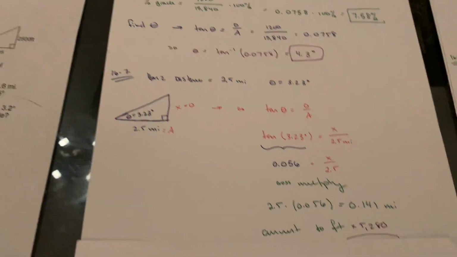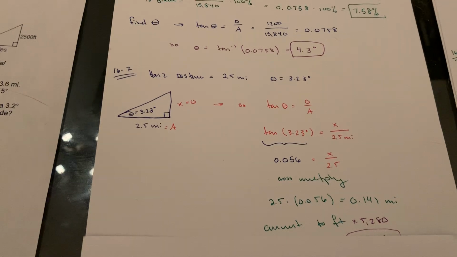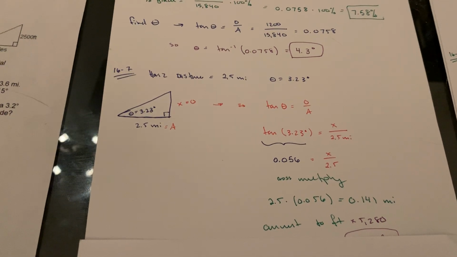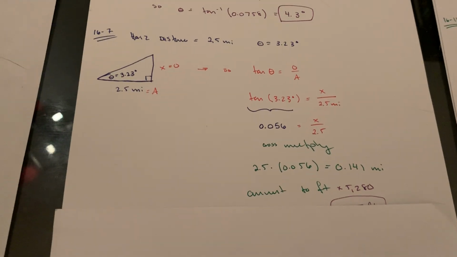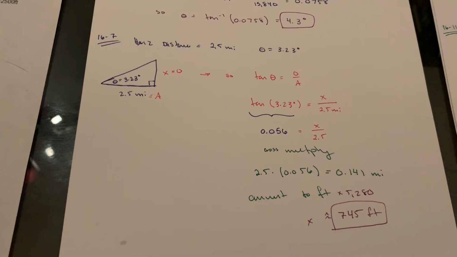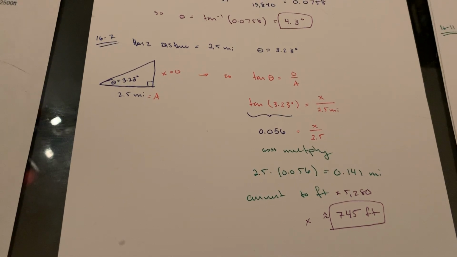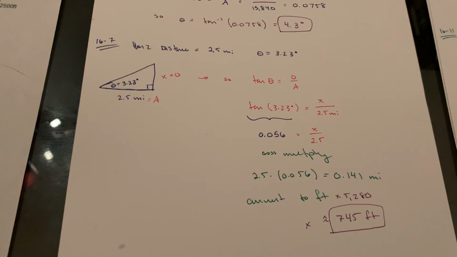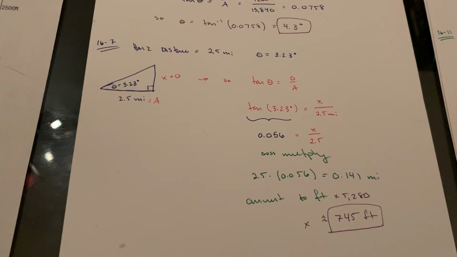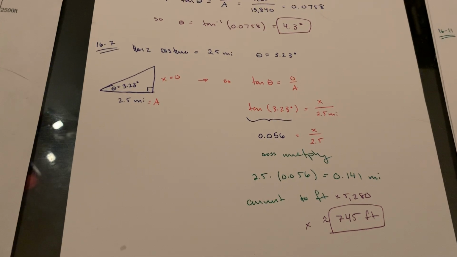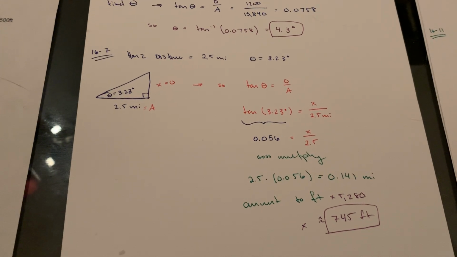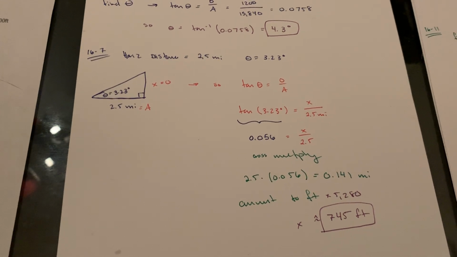If you do a quick cross multiply, 2.5 times 0.056 would be 0.141. The units there are miles. The question asks us to answer in feet. So 0.141 miles, which is obviously a small amount of miles, times 5280 to convert it to feet gets us 745 feet. So the elevation gain there is almost 750 feet. So again, we're using this stuff, making these connections.